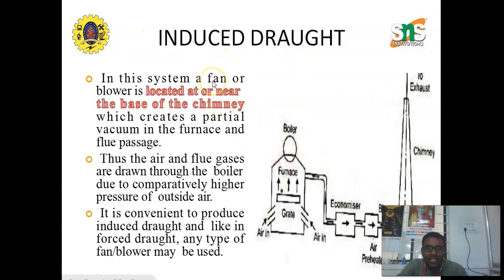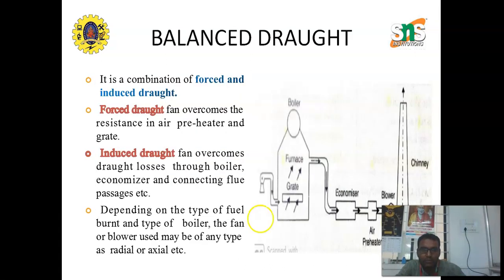Next one is the induced draught. In this system, a fan or a blower is located at or near the base of the chimney, as shown in the figure, which creates a partial vacuum in the furnace and flue passage. Thus, the air and flue gases are drawn through the boiler due to the comparatively higher pressure of outside air. It is convenient to produce induced draught, and like in forced draught, any type of fan or blower can be used.